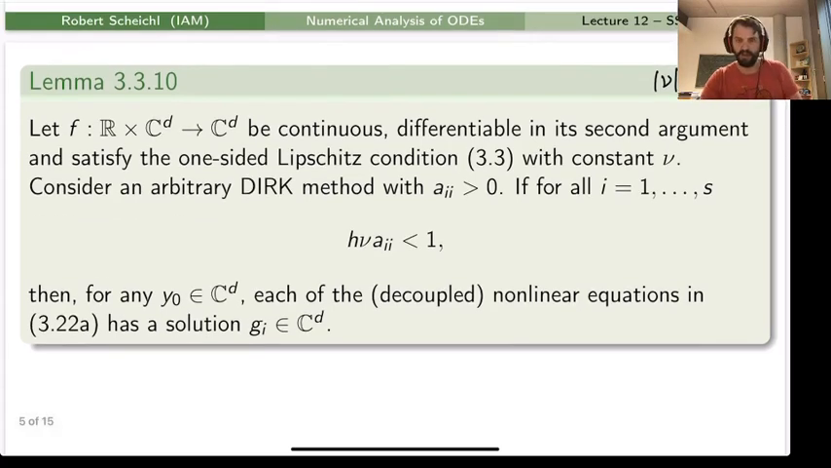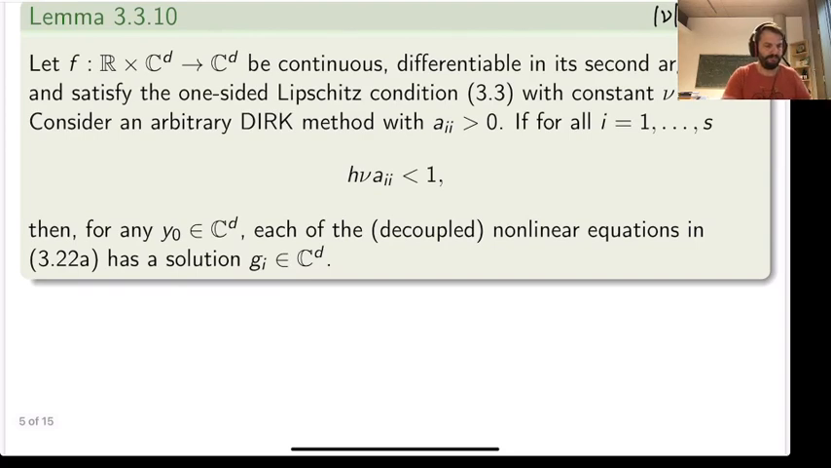And thirdly, the a_ii we have are basically only the diagonal entries and can also be much smaller than the full norm of the matrix A of the stage values. Then for any y0 in C^d, each of the decoupled nonlinear equations in 3.2.2a has a solution g_i. So we see that for stiff ODEs, in essence, we have no constraints here. Okay, let's prove this.